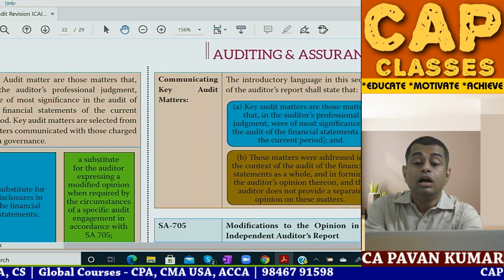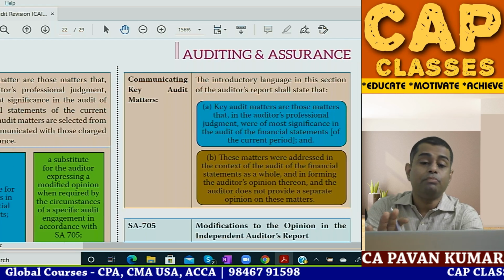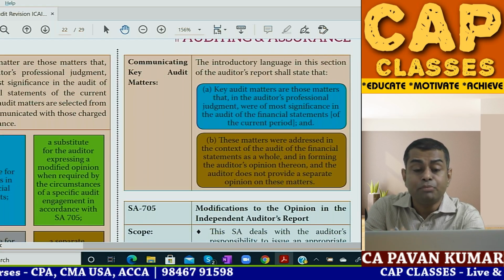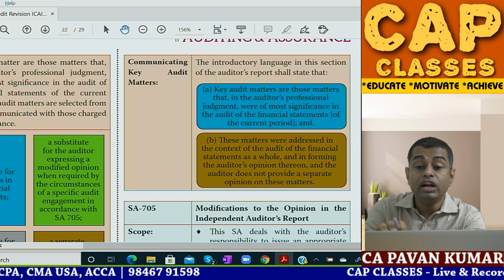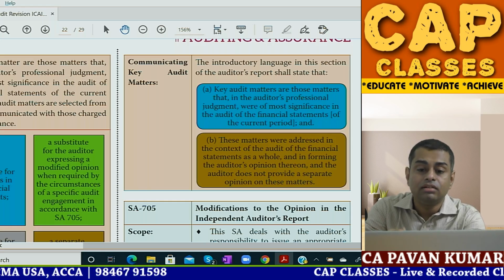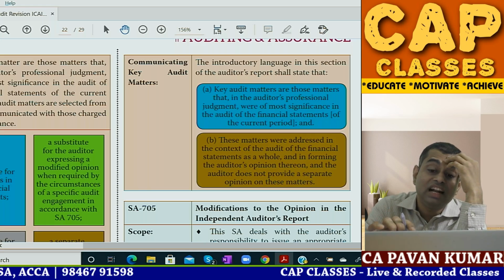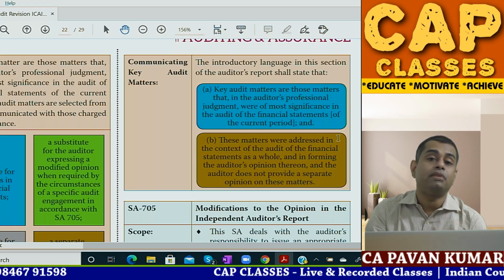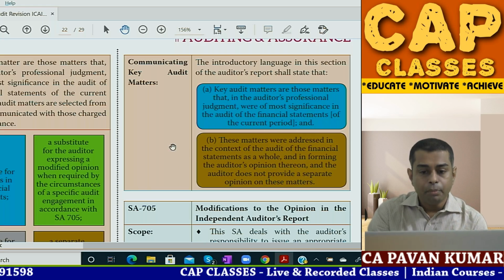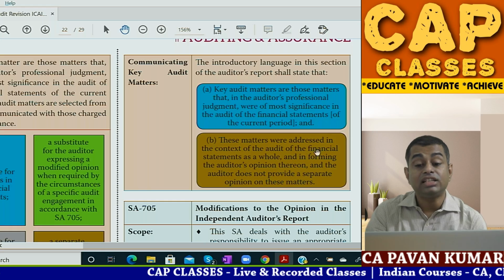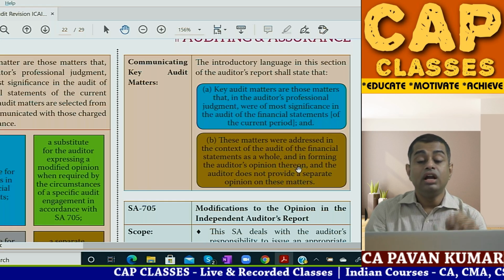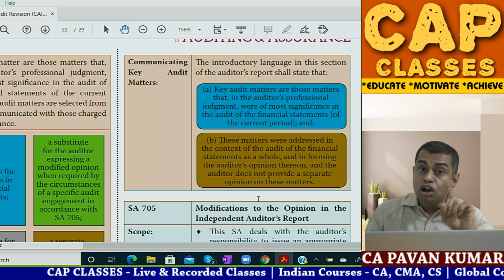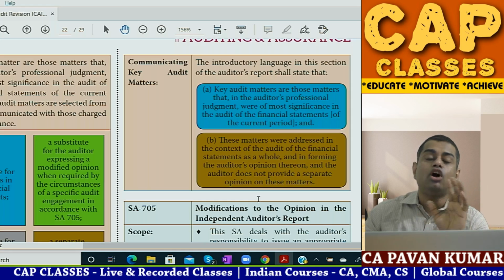After that, communicating KAM. This is also important from exam point of view. The introductory language in this section of the auditor's report shall state: A. Key audit matters are those matters that, in the auditor's professional judgment, were the most significant in the audit of financial statements of the current period. And B. These matters were addressed in the context of the audit of financial statements as a whole and in forming the auditor's opinion thereon. And important, the auditor does not provide a separate opinion on these matters.